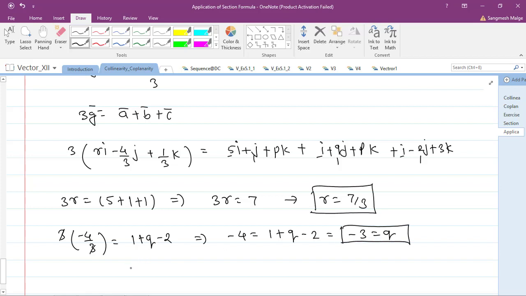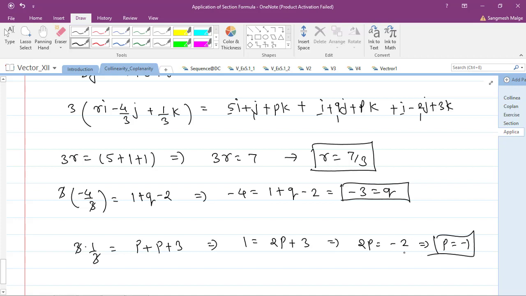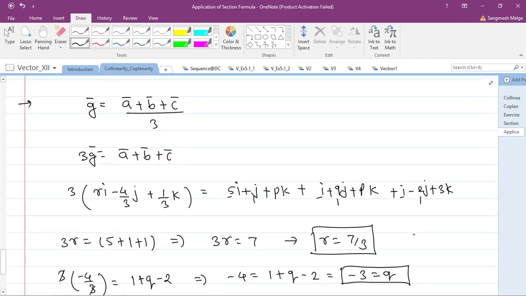And using the coefficient of k, 3 into 1/3 is equal to p plus 3. So this 3 gets cancelled. So we have 1 is equal to 2p plus 3, which gives 2p is equal to minus 2. This implies p comes out to be minus 1. So in this way you can find out the values of p, q and r.